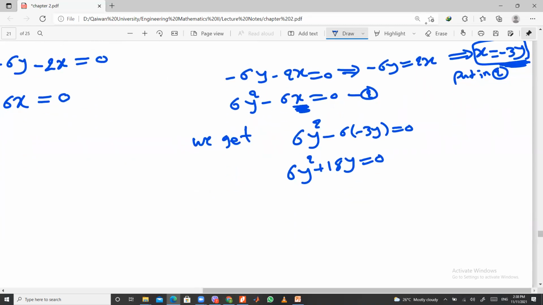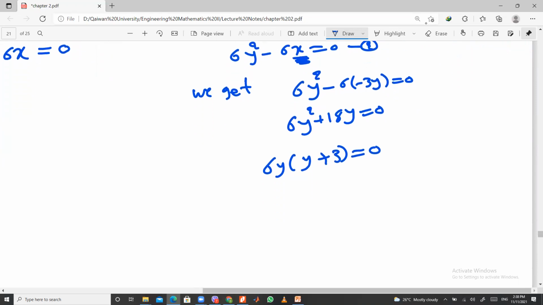And then we are going to find the values of y. We take 6y as the common factor. What's left? Here we get y plus 3 equals 0. And here we get two different values for y: y equals 0 or y equals minus 3.